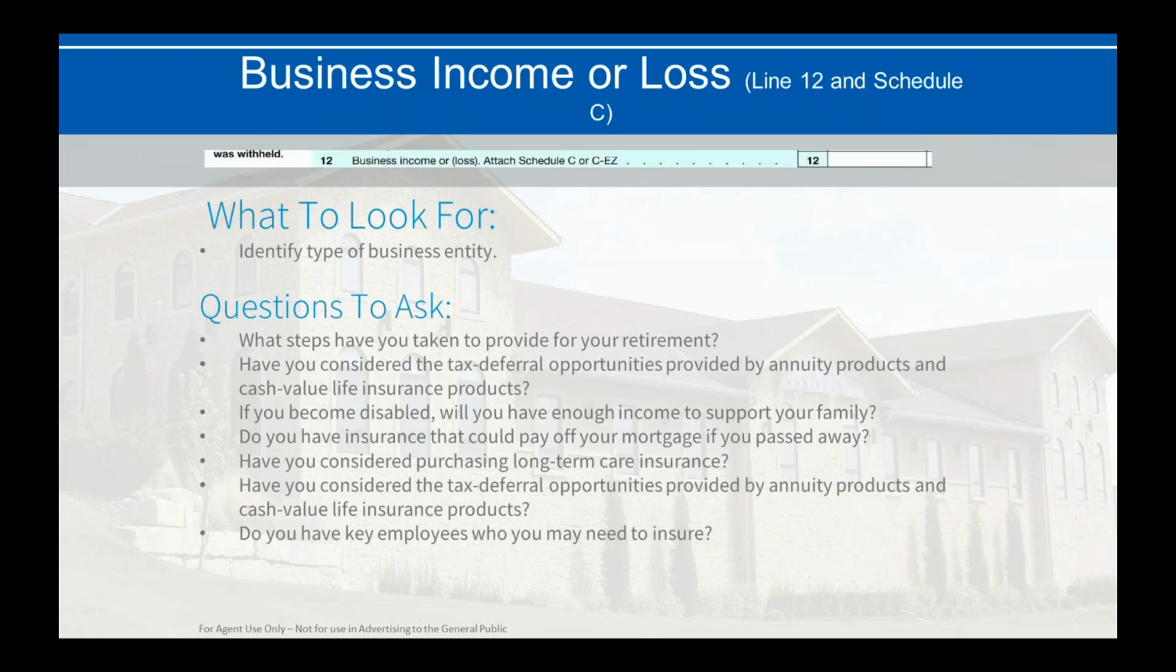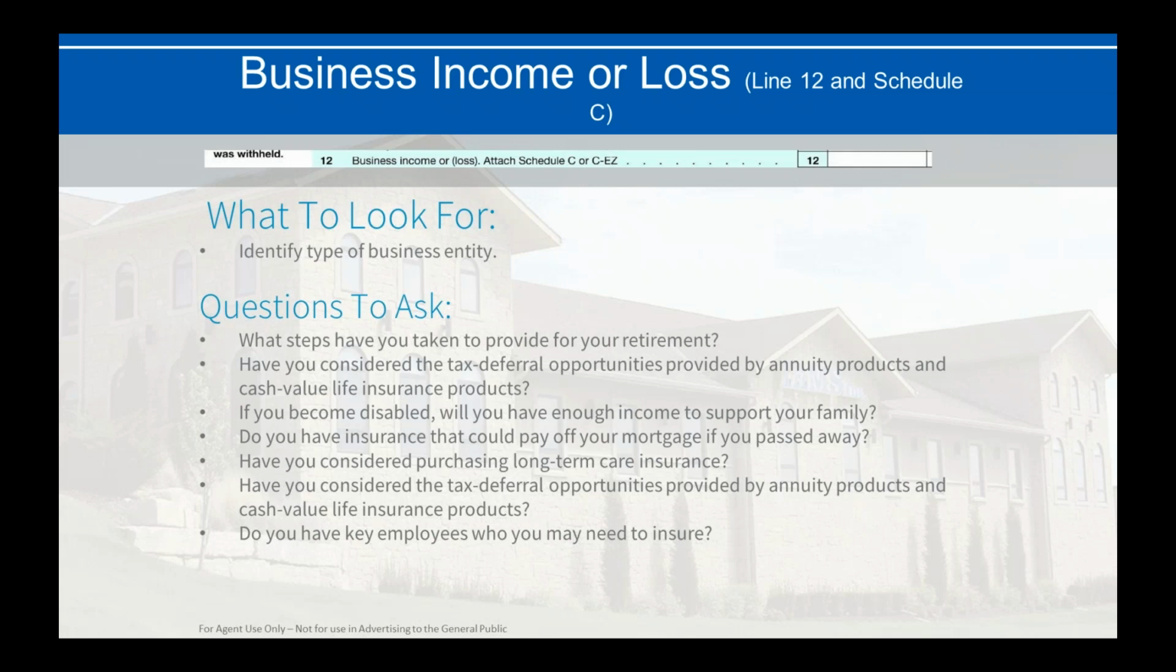Moving on to business income or loss, this is line 12 and Schedule C. So we want to identify what type of business entity this is coming from. And as you can see, there are a lot of good questions that you can offer to your individual here. What steps have you taken to provide for your retirement? Have you considered tax deferral opportunities by annuity products or cash value life insurance?